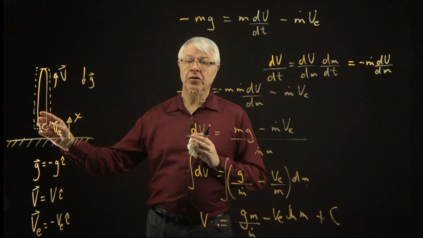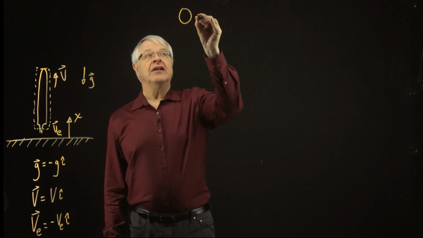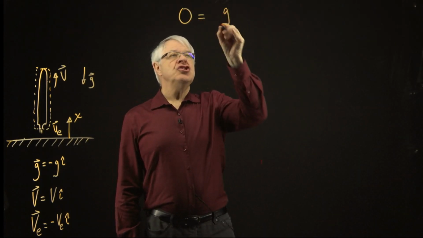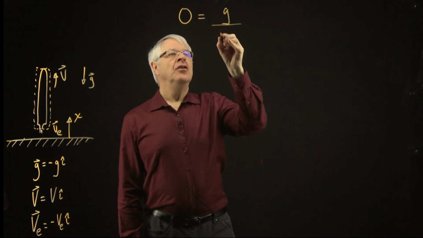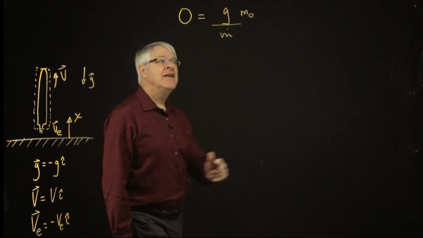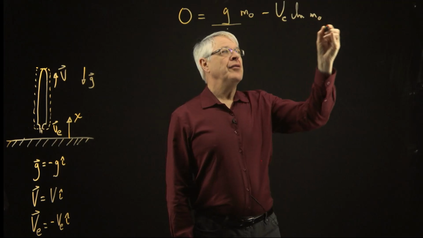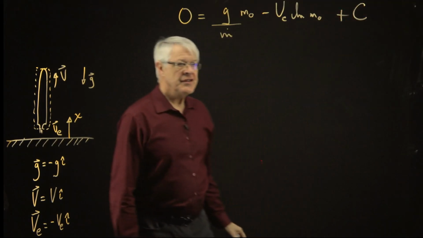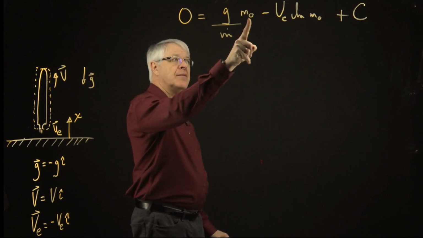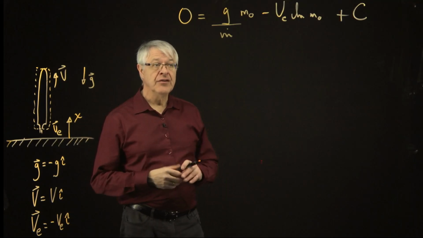So v equals 0 when the mass is equal to the initial mass. So we have 0 on the left-hand side because our velocity is 0 at the beginning. We have g over m dot times the initial mass, m naught, and then minus VE times the log of m naught, plus a constant. So that's when we put in our initial conditions: 0 for velocity and m naught for the initial mass. Realize that m naught is the 200 grams we were given in the problem.